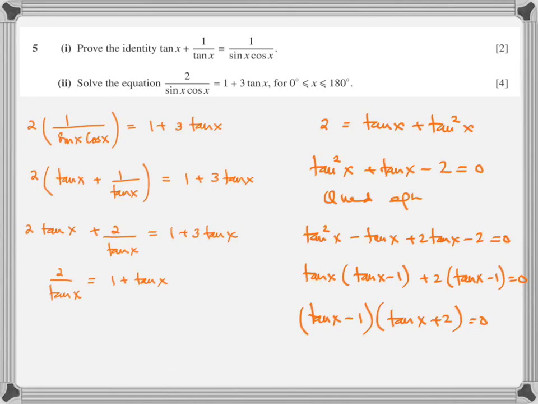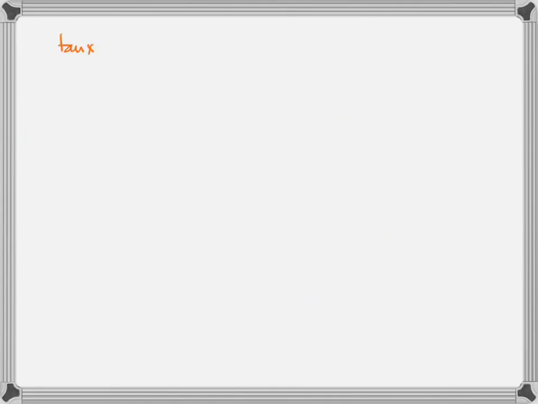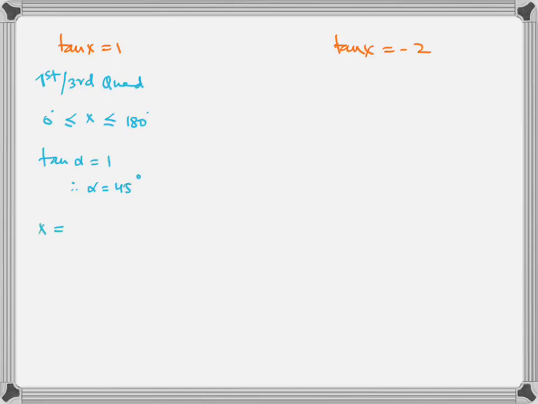It's not over yet. Now your knowledge of solving a trigonometric equation comes in. Tangent x equals 1, tangent x equals minus 2. Take care of the quadrants, modify the range if needed, find the basic angle, write down the final answer, and that's how it's to be done. So first and third quadrant. In the first quadrant, theta is alpha. Third quadrant, theta is 180 plus alpha.